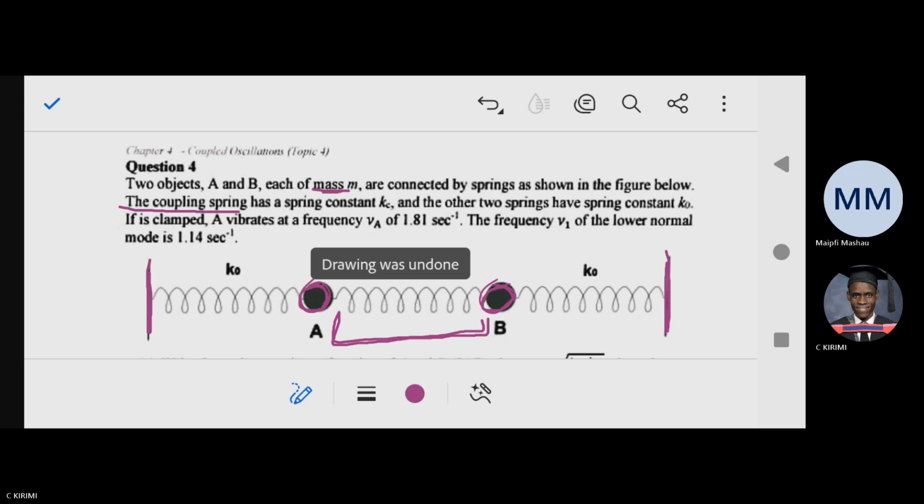So they are joining the spring on the right, this one, and the spring on the left, this one, with the spring at the middle, which is the coupling spring. That is the one. So this coupling spring has a constant which is different from the other springs on either the left or right. So the coupling spring has its own constant.